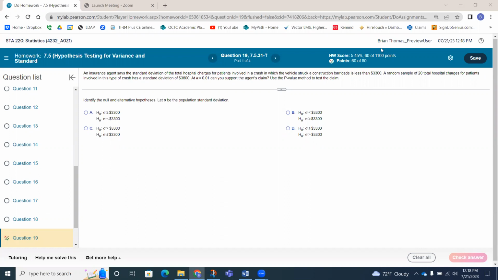A random sample of 20 total hospital charges for patients involved in this type of crash has a standard deviation of $3,800 at a level of significance of 0.01 or 1%. Can you support the agent's claim? And we want to use the p-value method to test the claim. So the p-value method is the strategy they want, and we'll see if we can walk you through this strategy here.